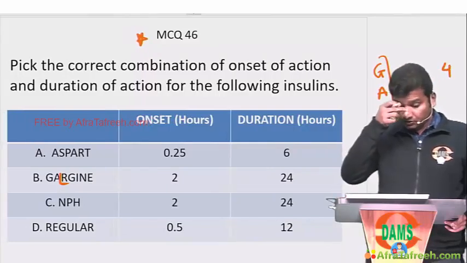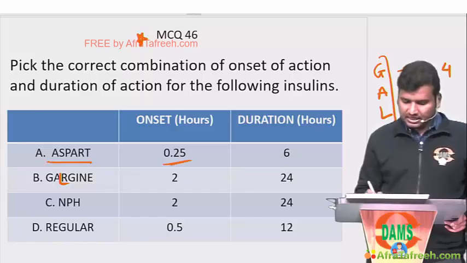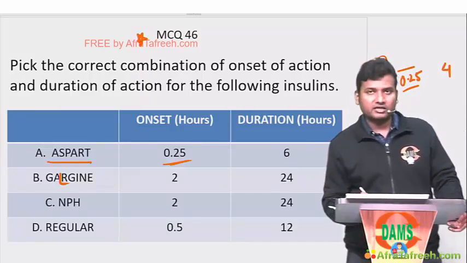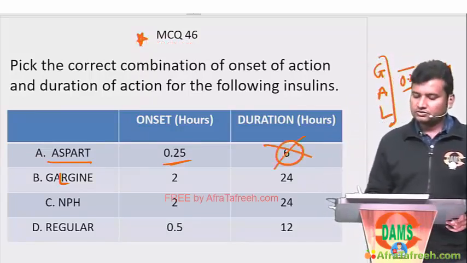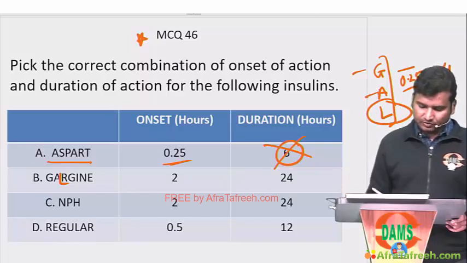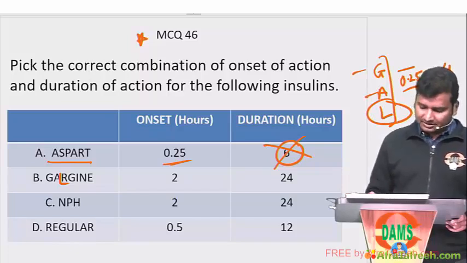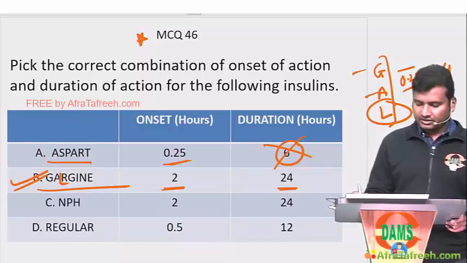Okay, so glulysine is not given. Aspart is there. Aspart action starts in 0.25, that is 15 minutes, and duration of action is 4 hours, not 6 hours. Lispro is also not given. Then glargine acts for 24 hours and action starts in 2 hours. So it is correct.